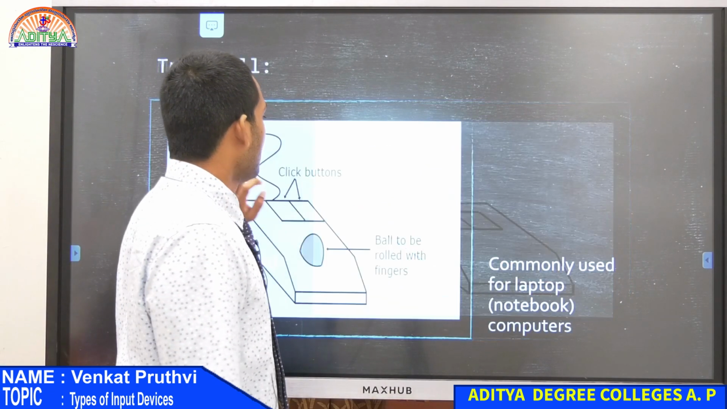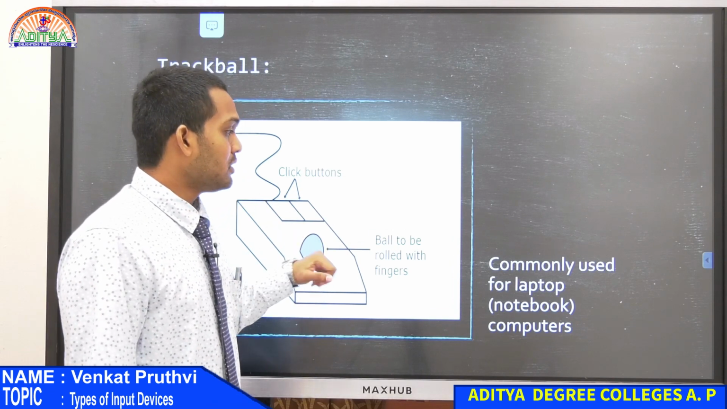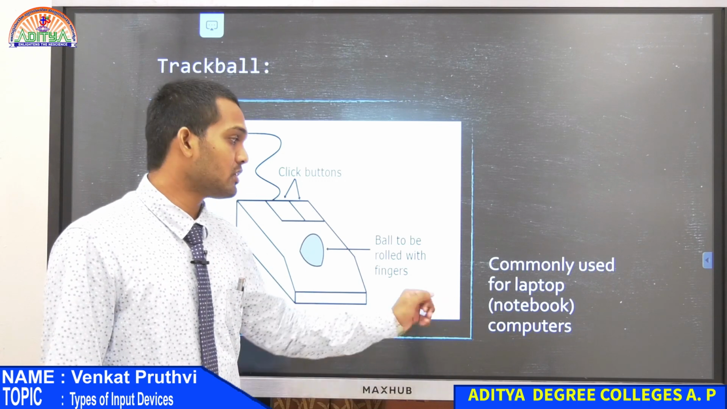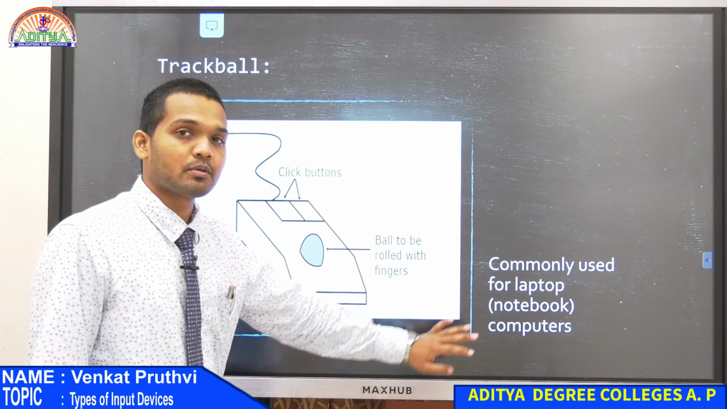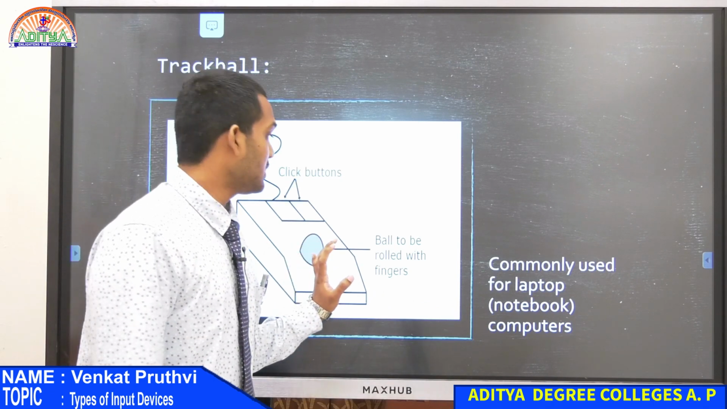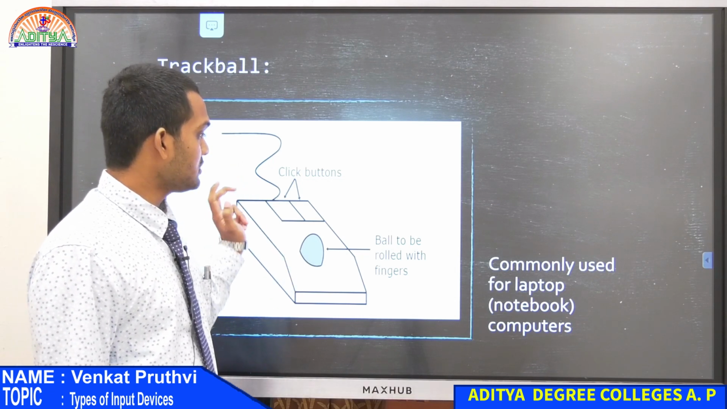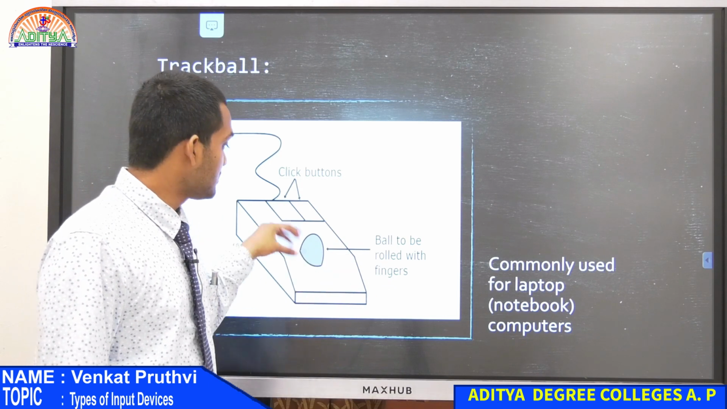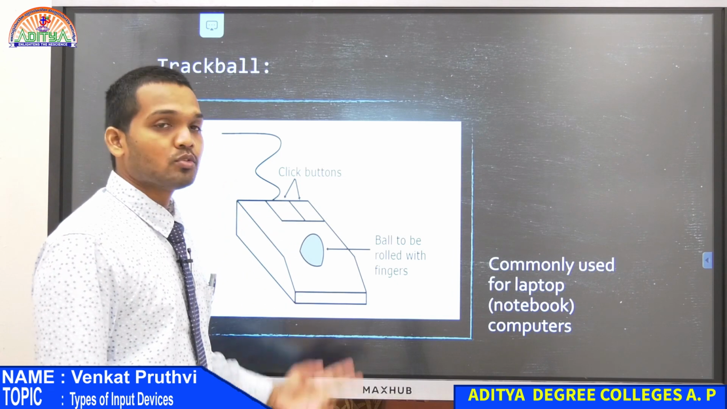Okay. And then this is what is known as a trackball. Trackball was used commonly for laptops, notebooks and computers. We will see what a laptop and notebook are later, but as of now, just to understand, they are commonly used for laptops and computers. Now, if you see this trackball, what all do you find on this? You have two click buttons and then a ball to be rolled with fingers. There is a ball on top of this device and you have two click buttons.